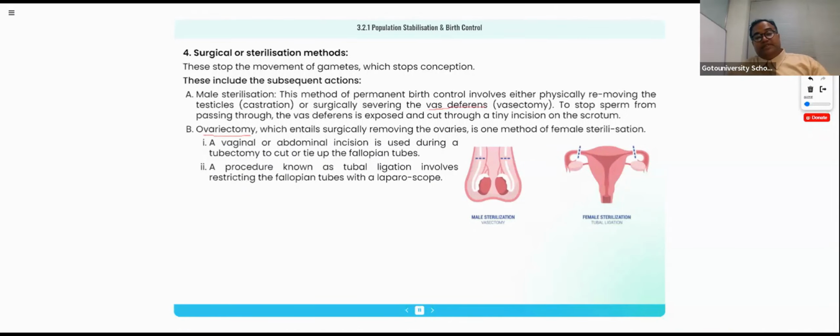So the vaginal or abdominal incision is used during tubectomy to cut or tie up the fallopian tubes. We are tying the fallopian tubes. Ovariectomy, also called tubectomy, both are the same, indicating sterilization done surgically in the female body. In the male body, it is vasectomy, we already told you. So tubular ligation involves restricting the fallopian tube with a laparoscope.